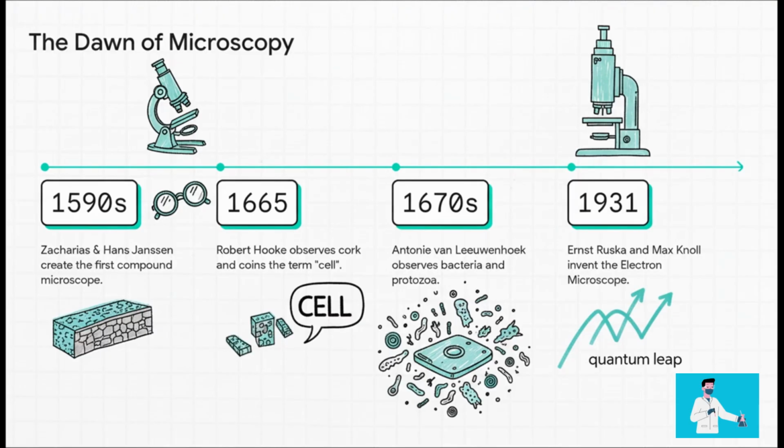It all started pretty humbly back in the 1590s when a couple of spectacle makers, the Jansen brothers, just kind of put two lenses in a tube. Simple. Decades later, Robert Hooke uses a similar gadget to look at cork, and he gives us a word we use every single day now: cell. Then things get really wild. In the 1670s, Antony van Leeuwenhoek perfects these little single-lens microscopes and uncovers the shocking, teeming world of what he called animalcules, what we now know are bacteria and protozoa.